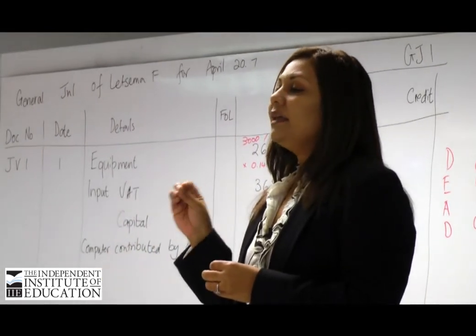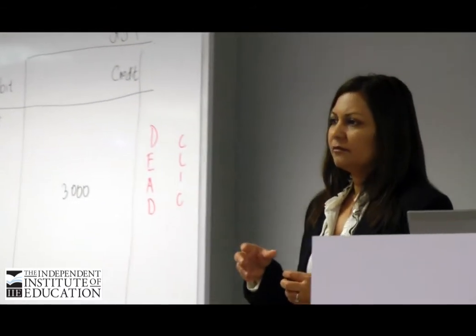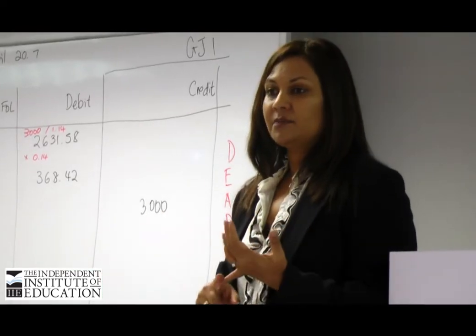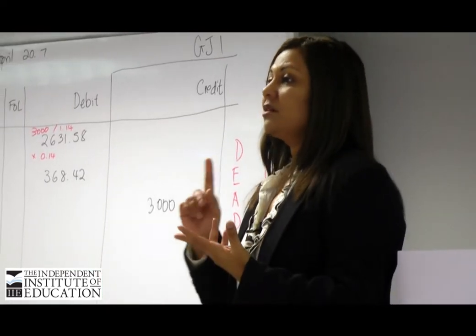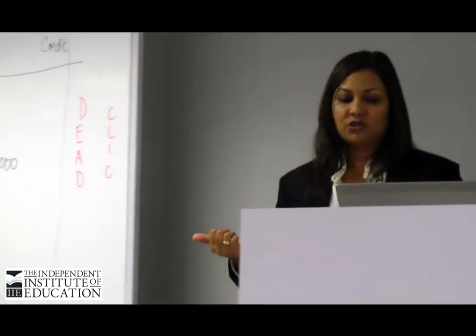Then the interest. Did we pay the interest? It's shown as a debit, right? And we haven't paid the interest yet. So where would we record the interest? In our general journal, because it doesn't affect bank. It's not a credit purchase, nor is it a credit sale. So we're going to record it in our general journal.